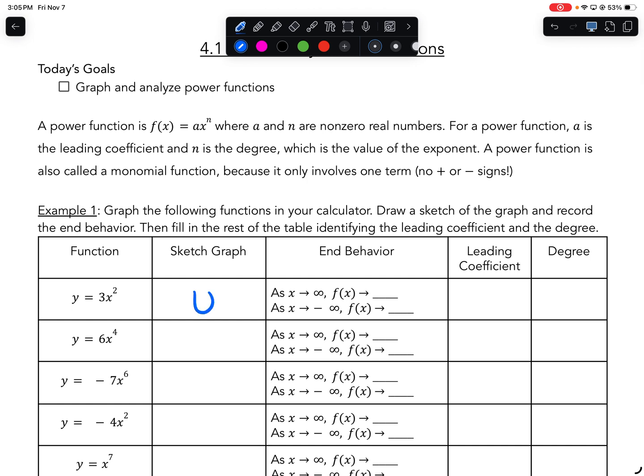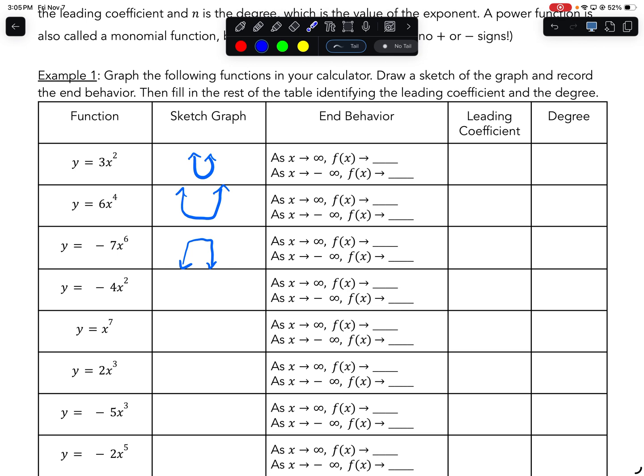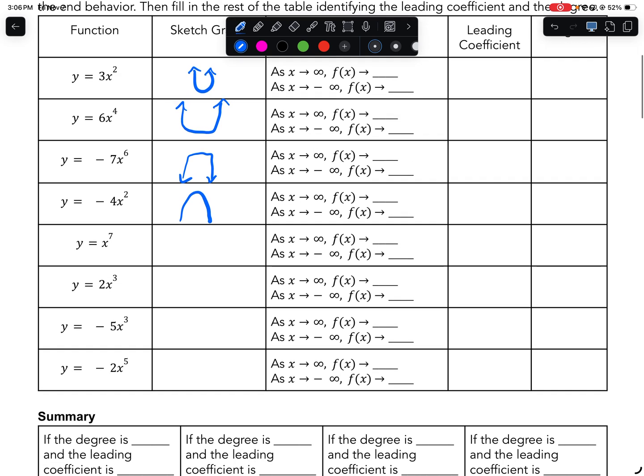So if I have x to the fourth, it just gets a little flatter at the bottom and goes up. I find it helpful to put arrows on the ends. If it's negative 7x to the 6, it kind of goes like that. It's still curved at the corners, right? But your calculator has a limited number of pixels, so it'll look squared off, but it's not truly squared off. If I have negative 4x squared, it looks like an upside down parabola or a U, like that.